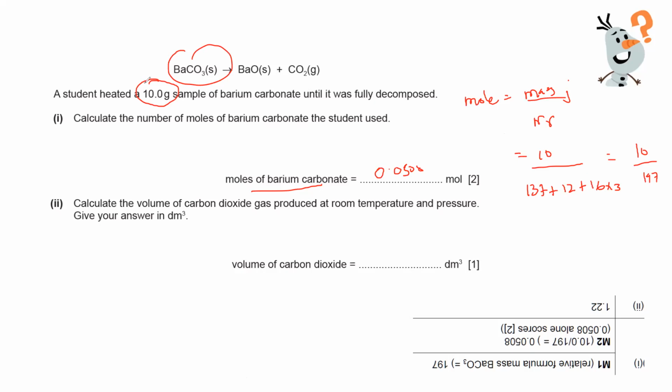The mass in gram is given, and we need the moles. So we use the formula mass in gram divided by molar mass. Mass in gram is 10 and molar mass, the mass of 1 mole of a compound, using a periodic table we worked out and we got 197. So I'll continue this question, share another link.